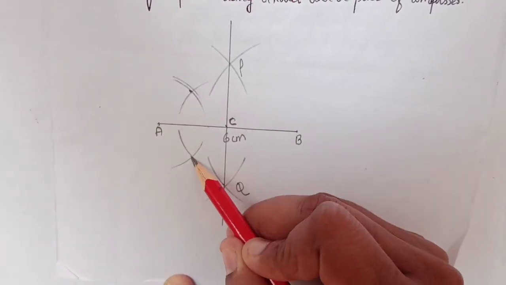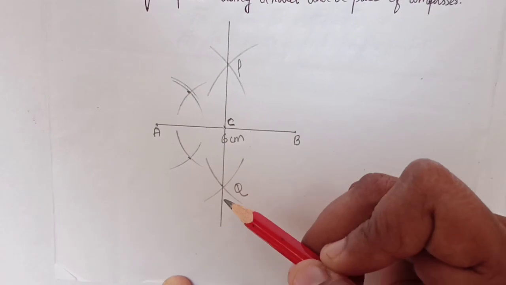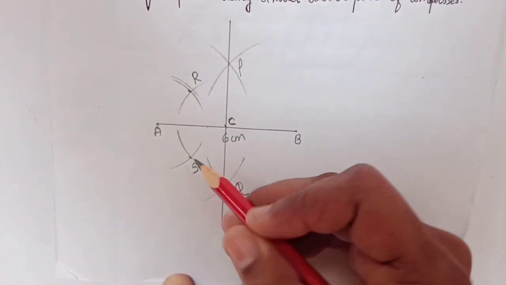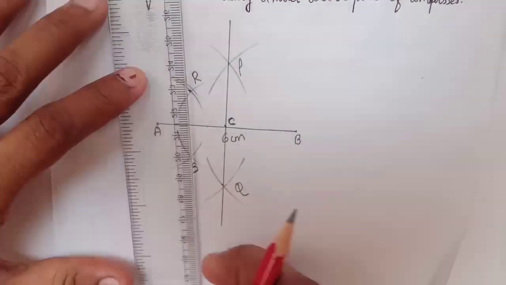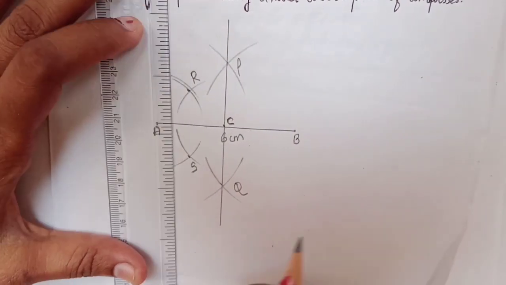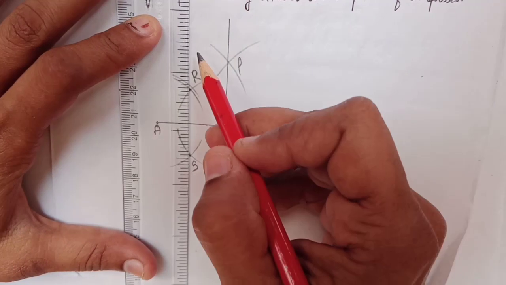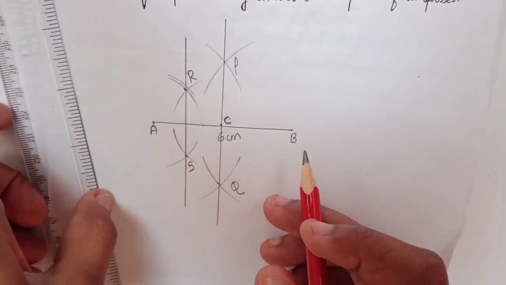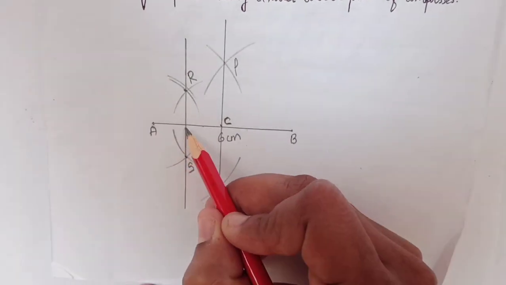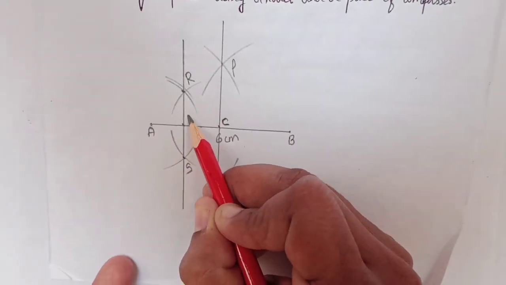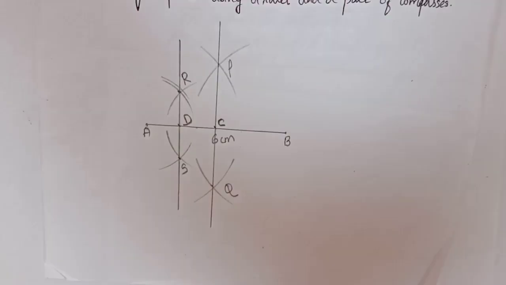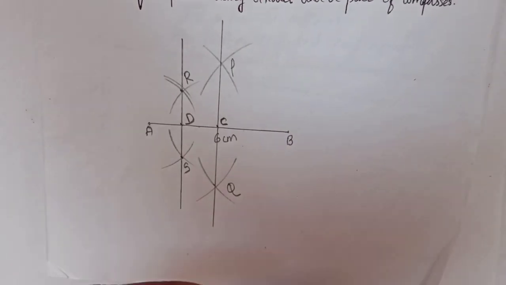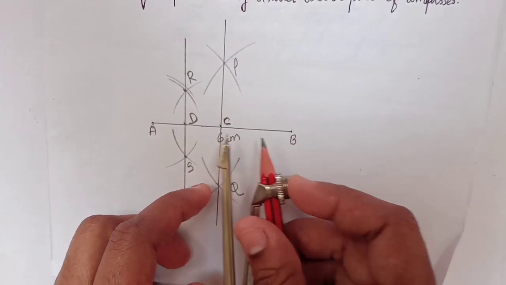Mark the point of intersection of two arcs as R and S. Then join RS. You have to mark the midpoint as D. Again, same process. Next, you have to bisect BC or CB.